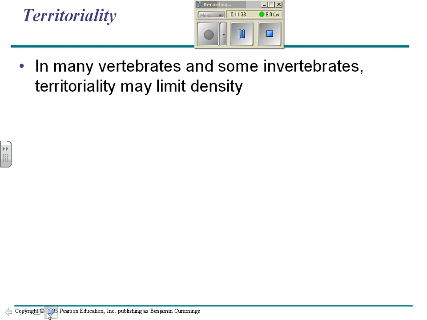Territoriality. So if you're a vertebrate, you have a territory that can limit population density. Okay, so if you have your space and this one has its space and you don't want to cross, that means you're going to have fewer organisms in here.